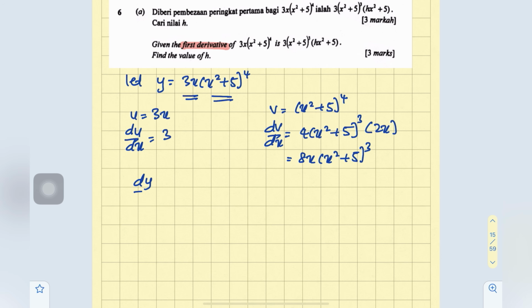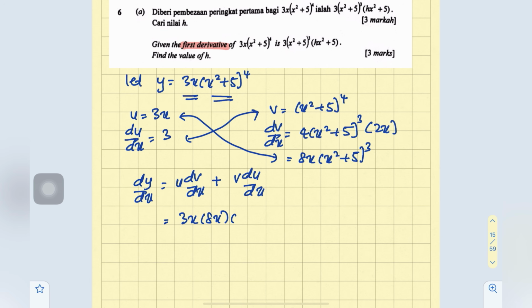Okay, so product rule dy dx is u dv dx plus v du dx. Okay, so this one times this one plus v du dx. So kita masukkan je lah. So 3x 8x x squared plus 5 cube plus 3x squared plus 5 power of 4. Okay, so kita dapati ni dia ada common factor power of 3 dengan power of 4. Kita boleh factorize, kita keluarkan power yang rendah lah.